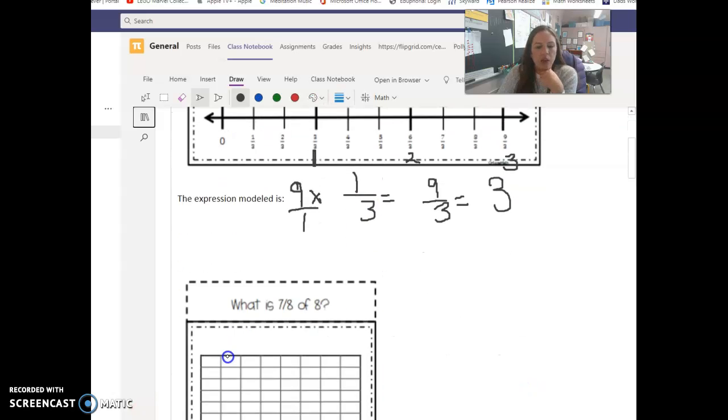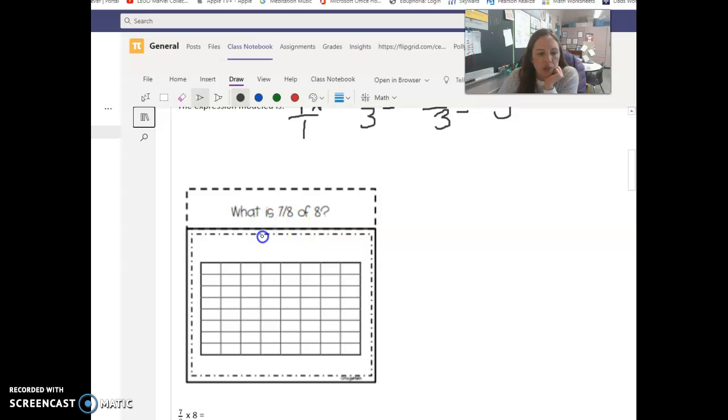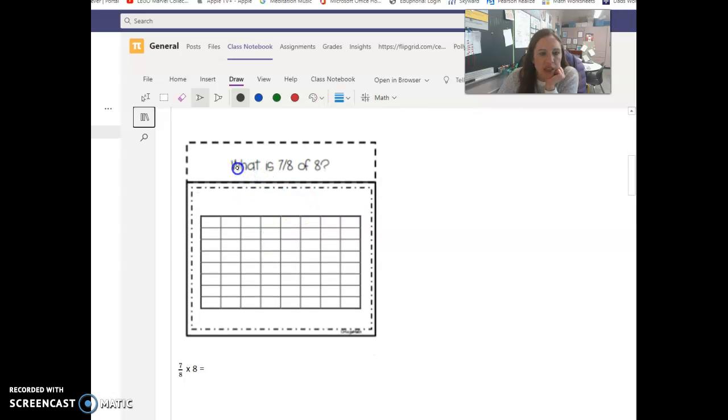If we scroll down, here's another model. And this is real interesting. Look, what is 7/8 of 8? Okay, so how are we going to model that? Here I have 8 wholes.